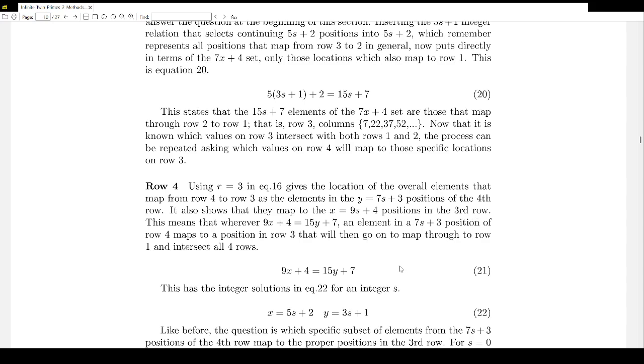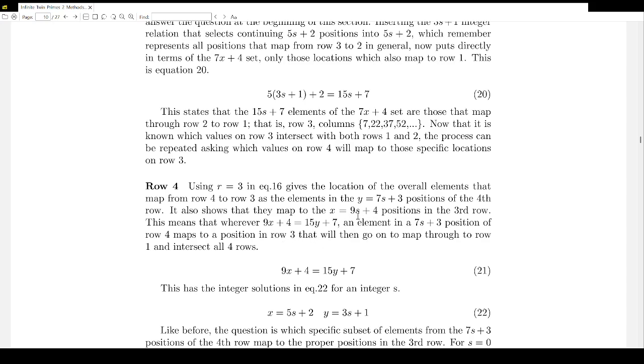But we wanted these ones in the 3rd row that were the ones that go all the way through. So now we have to find the junction between this and this is what we're going to end up doing. This means that whenever the 9x plus 4, which is this, equals this 15y plus 7, which is this, an element in a 7s plus 3 position of row 4 maps to a position in row 3 that will then go on to the others. We already said that this one goes through the first 3 rows. So now I think you can start to see what's going on here a little clearer.